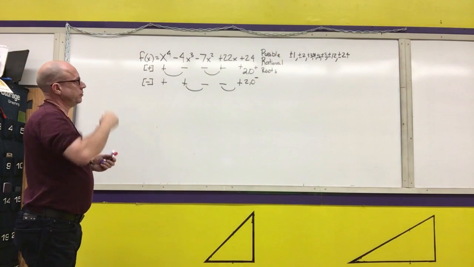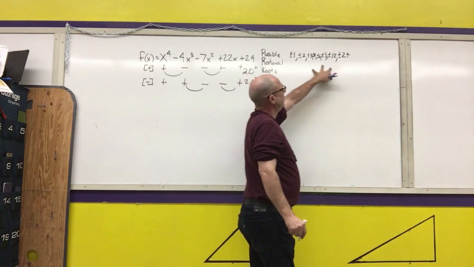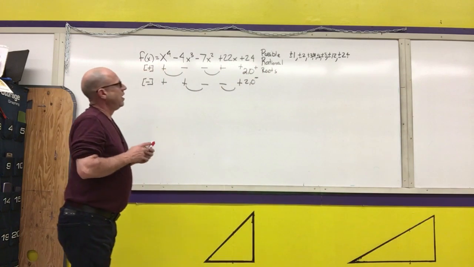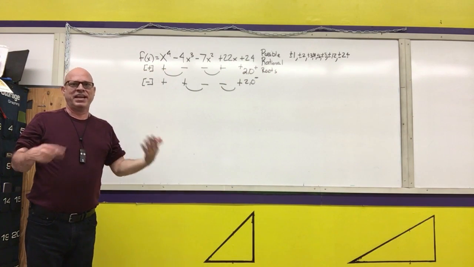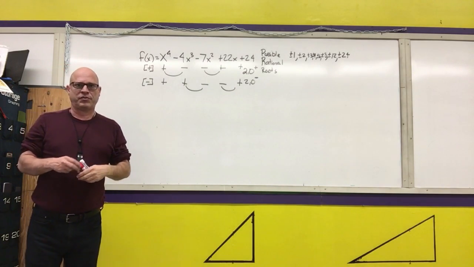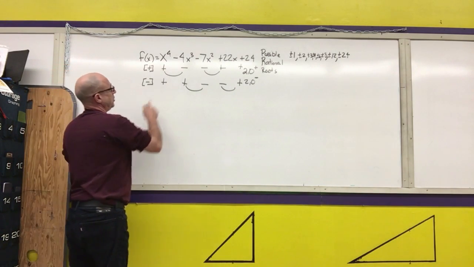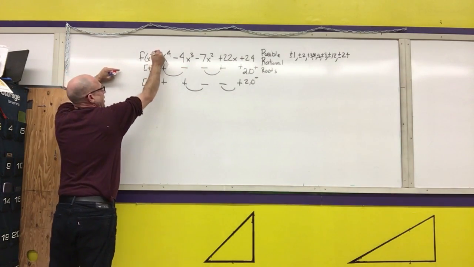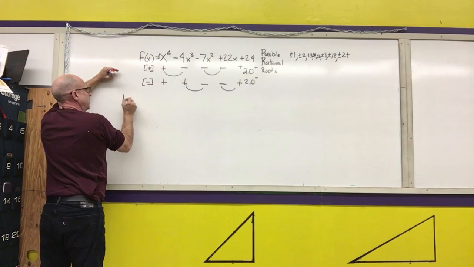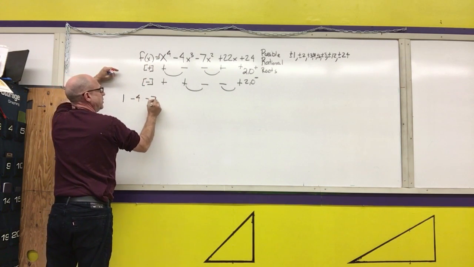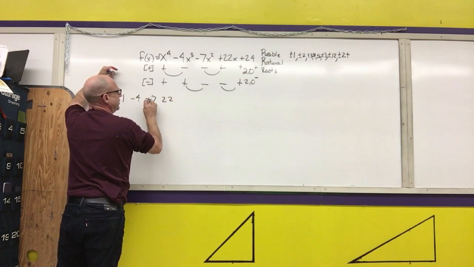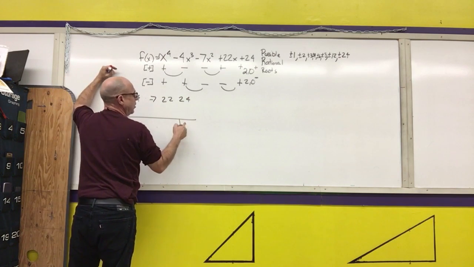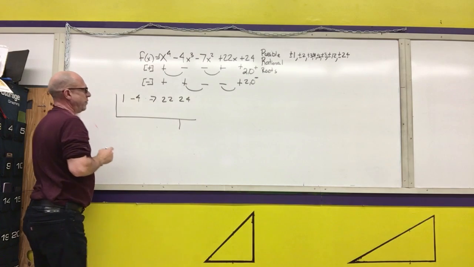So I'm now going to use synthetic division with these numbers to try to find my first root. I always start out using 1 and negative 1. I try to do the easy numbers first. For synthetic division, notice I am not missing any terms. So my setup for synthetic division is to write down the coefficients: 1, negative 4, negative 7, 22, and 24. My goal is to get a 0 in that remainder block.